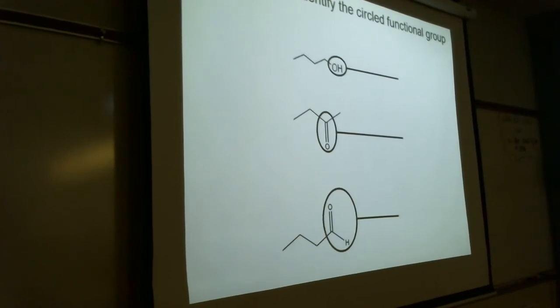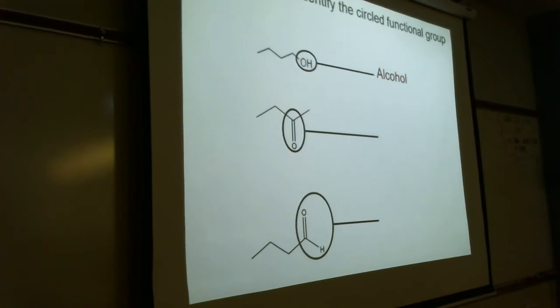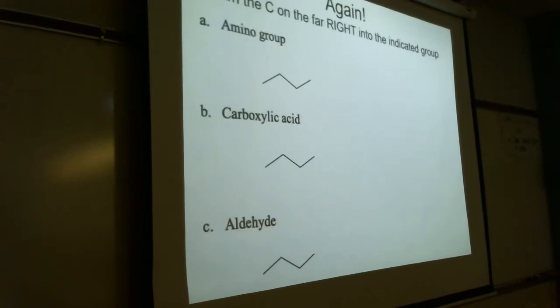What functional group is that? Alcohol. What is this one? Ketone. The one up here is missing too. What's this next one? What's the third one? C double bond OH. Aldehyde.